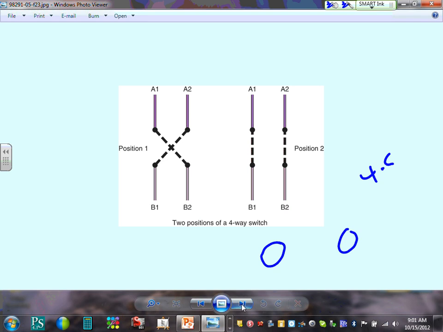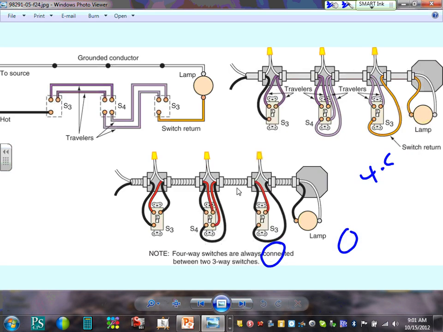Here's how three-way and four-way switches work. Everybody's familiar with that? Three-way and four-way switches. Please go ahead and review them. Please review these wiring methods. This is just a great way of reviewing, I know we do a lot of wiring with you guys. For a four-way switch, the most important thing is the travelers. The travelers between the four-way and the three-way switches, and then the switch return and the supply and the return of the switch.